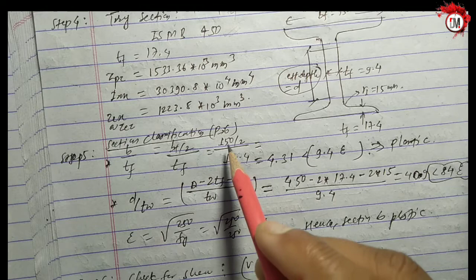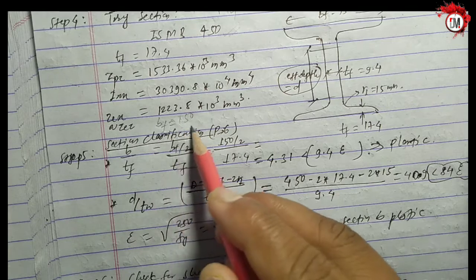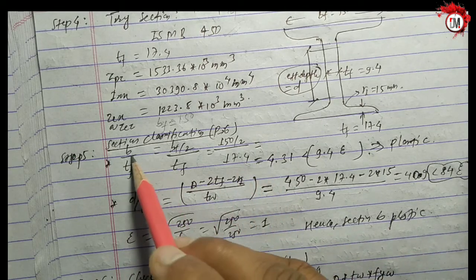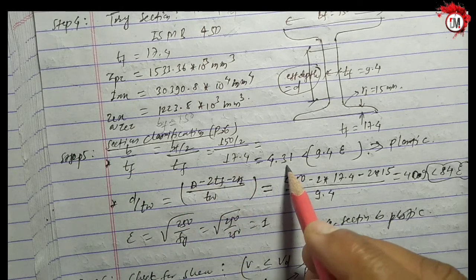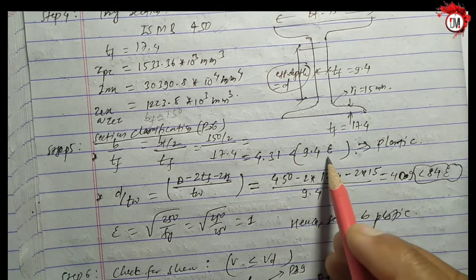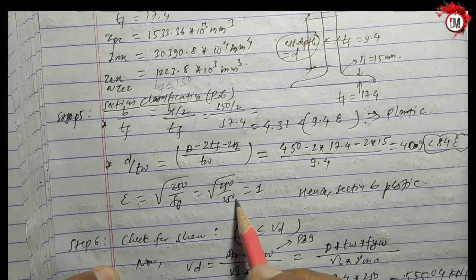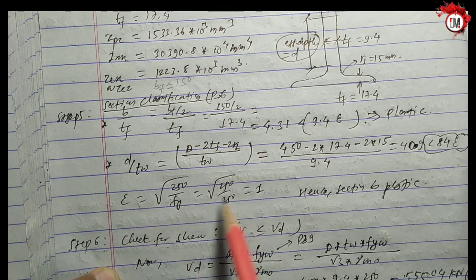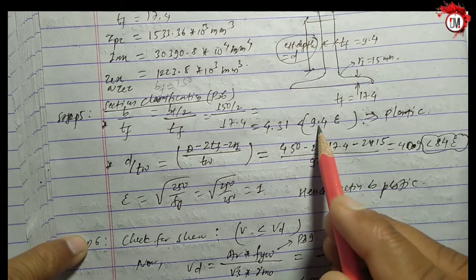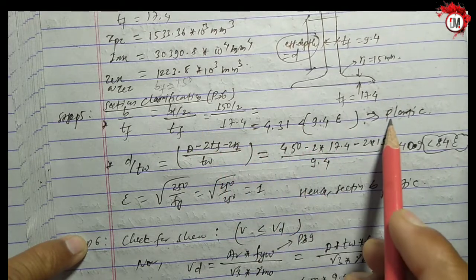BF value will be 150. So BF equals 150 by 2. That value of B by TF comes to 4.31, which is smaller than 9.4 epsilon. Epsilon equals root under 250 by fy, and fy equal to 250 we always take. So the value of epsilon will be 1. Then 9.4 epsilon means simply 9.4. So 4.31 is less than 9.4. This implies our section is plastic.